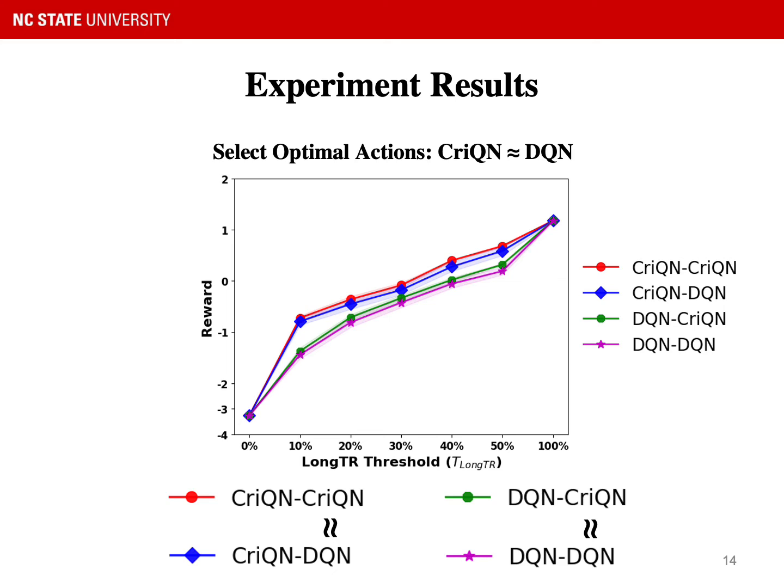When comparing the policies used to select optimal actions, there is no significant difference between the red and blue lines, also the green and purple lines. It means that for selecting optimal actions, there's no difference between the critical DQN and the original DQN.